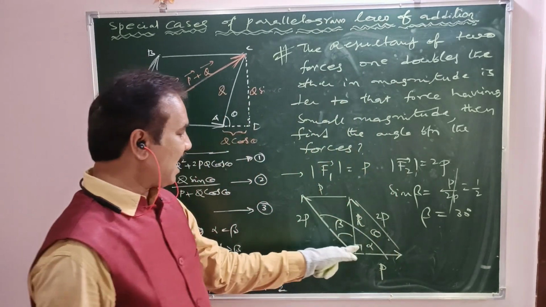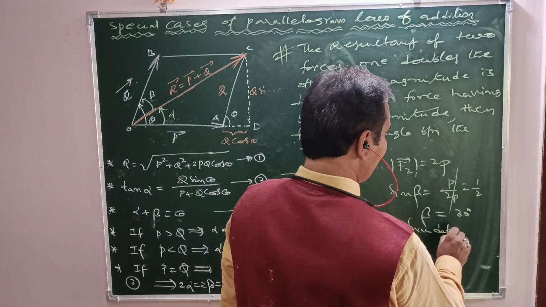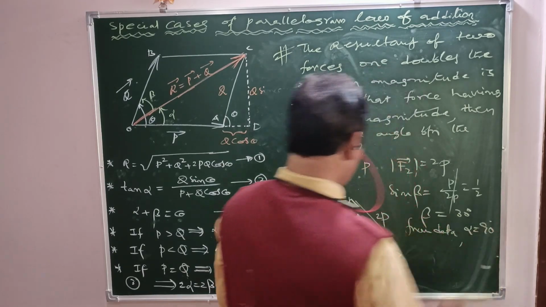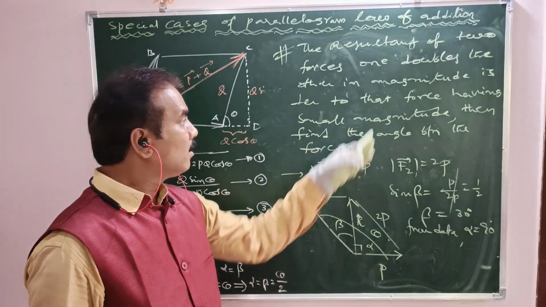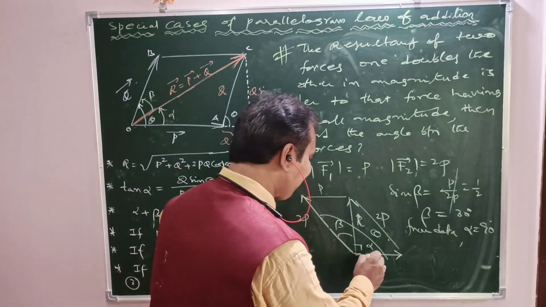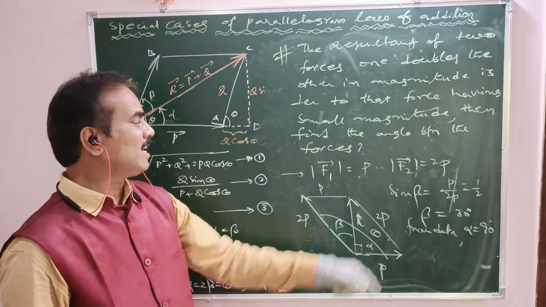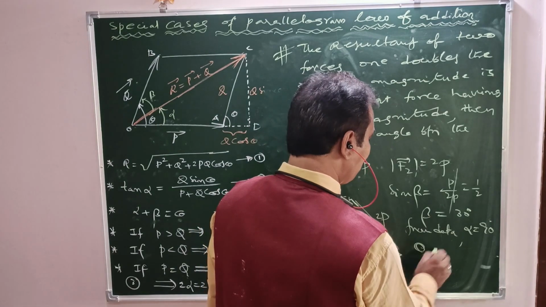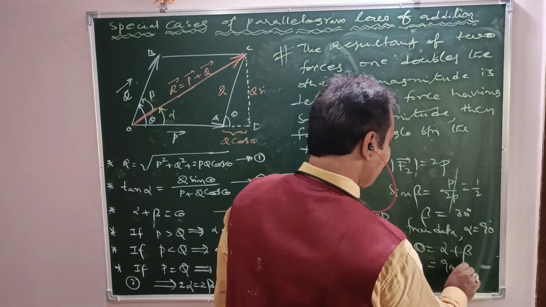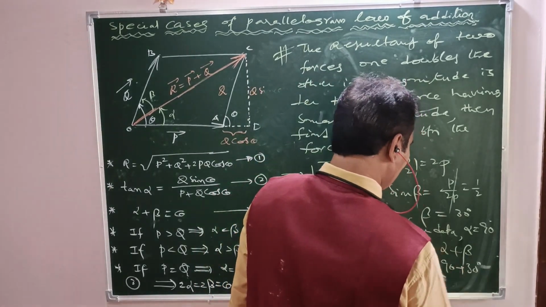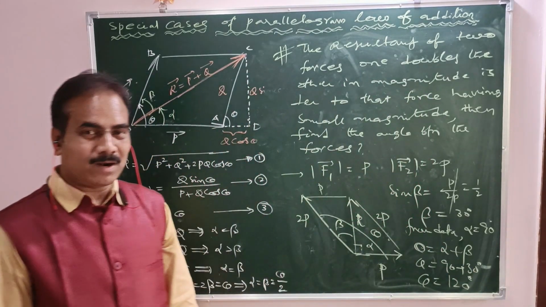Beta is 30. Alpha, from data, is 90 degrees. Why? Because the resultant is making an angle of 90 with the force of smaller magnitude. So alpha is 90, beta is 30 degrees. Alpha plus beta is theta. So theta equals 90 plus 30, that is theta equals 120 degrees.